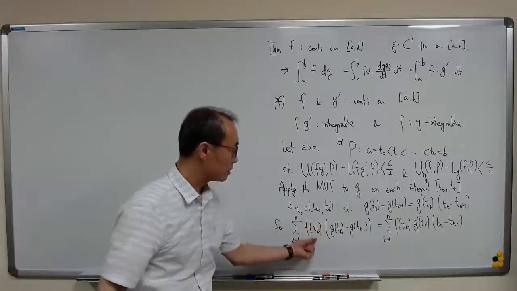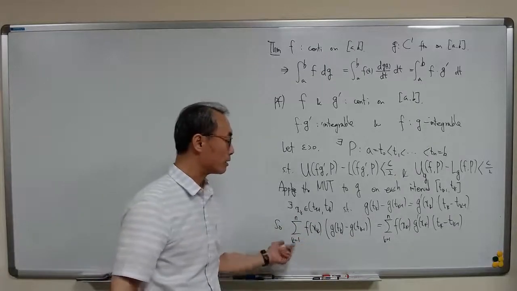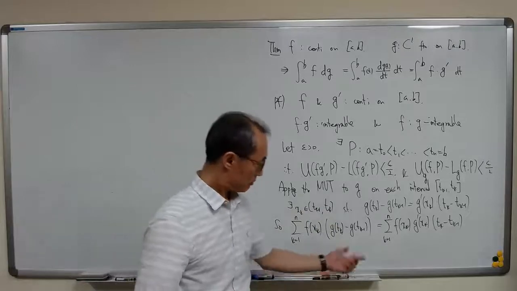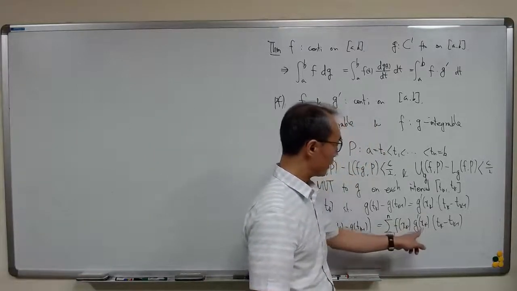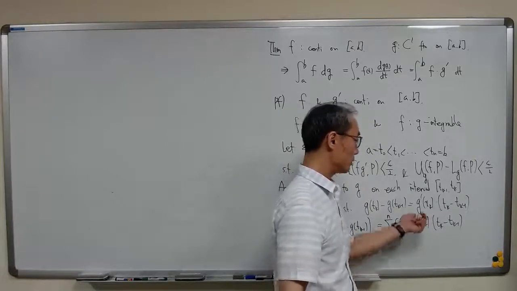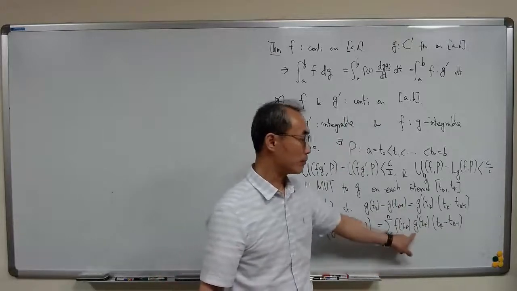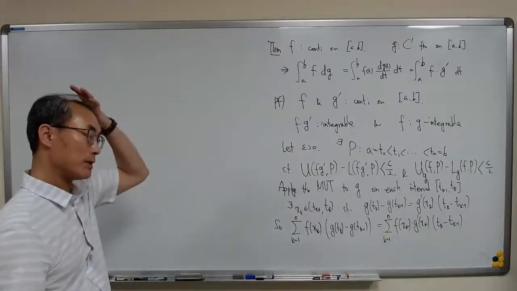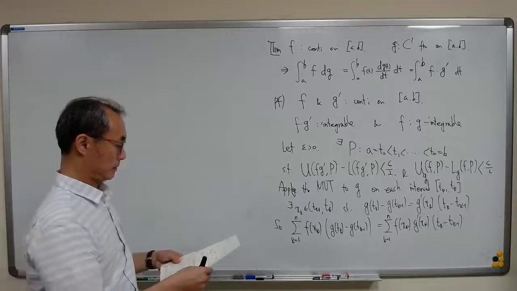From this equality, if you replace this part by the supremum of function f on this subinterval, you're going to get the upper Stieltjes sum. And you can replace this part by the supremum of f times g prime on this subinterval. We're going to get the upper sum of function f times g prime on the partition P. Okay?